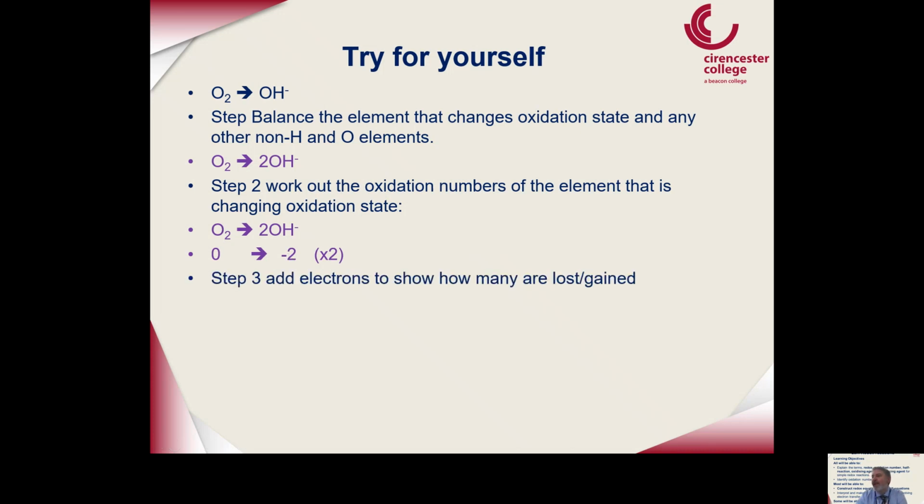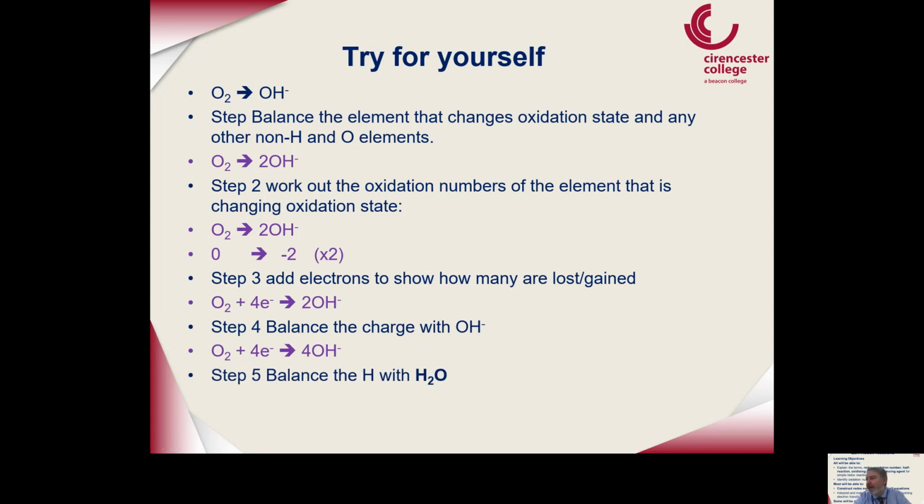Add electrons to show how many are lost or gained. So we've lost 4 electrons because we made 2 O negative ions. Okay, so we can put that down there. And now balance the charge with OH minus. So we have got 4 electrons here, so it's 4 minus on the left hand side, but it's only 2 minus on the right hand side. We need to add 2 hydroxides to the right hand side, so therefore we get O2 plus 4 electrons makes 4 OH minus.